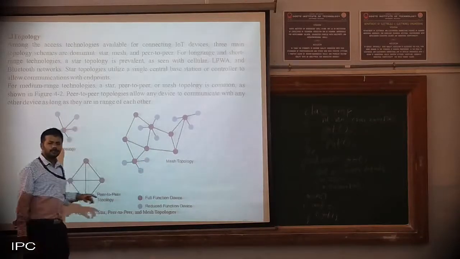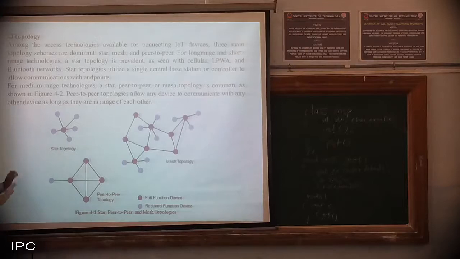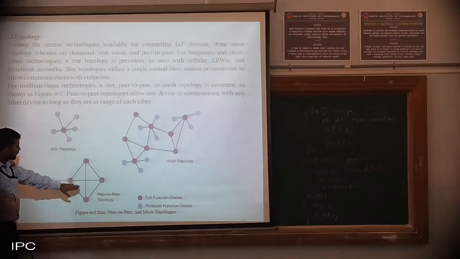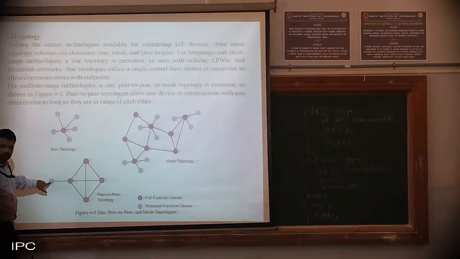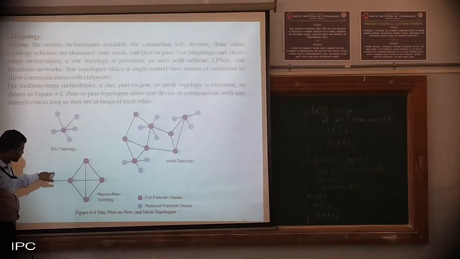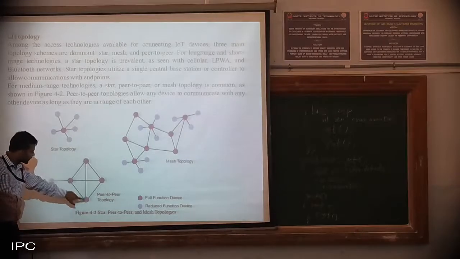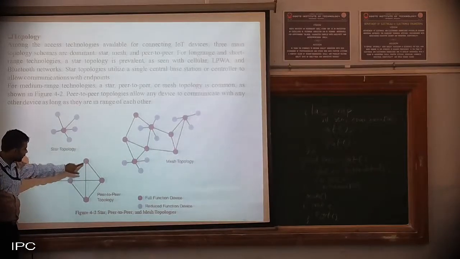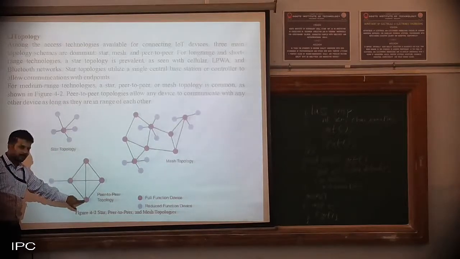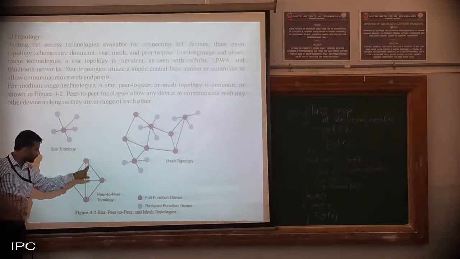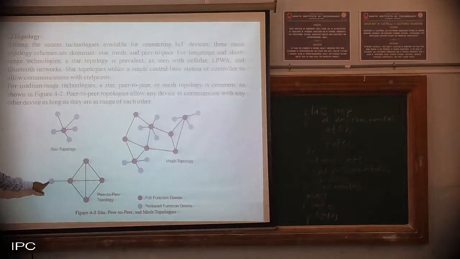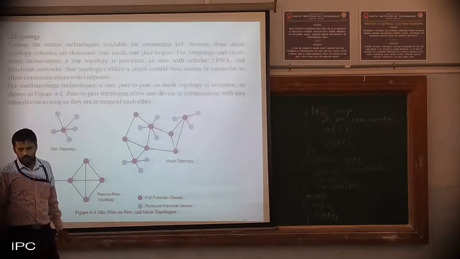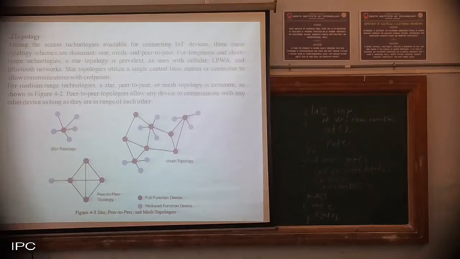In IoT, most of the time we go for the star topology. And peer-to-peer topology means, in this fashion, one main processing unit is there and it is connected to everything. This point is connected to all the remaining 3 points, and this is connected to all the remaining 3 points, and then at the end it will be sent to the main node. That is the peer-to-peer technology.